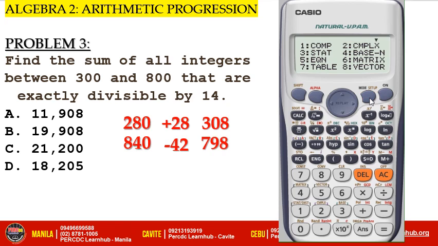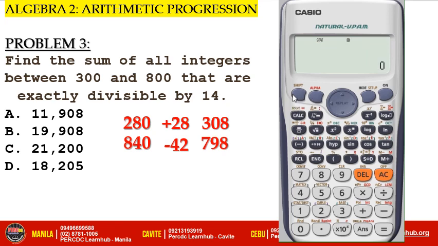Okay, so mode, and then 3, and then 2. Yung first term natin is 308. And then, syempre, divisible by 14, so yung second term natin is 308 plus 14. Ganun lang po yung style. Take note that yung last term natin is 798. Kukunin na natin yung sum from the first term up to yung term na may value na 798.